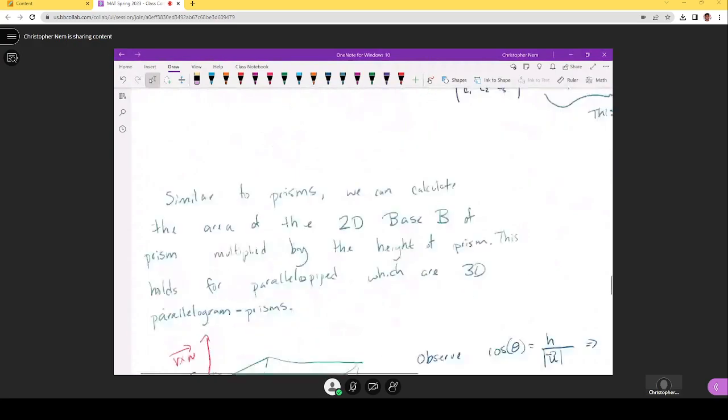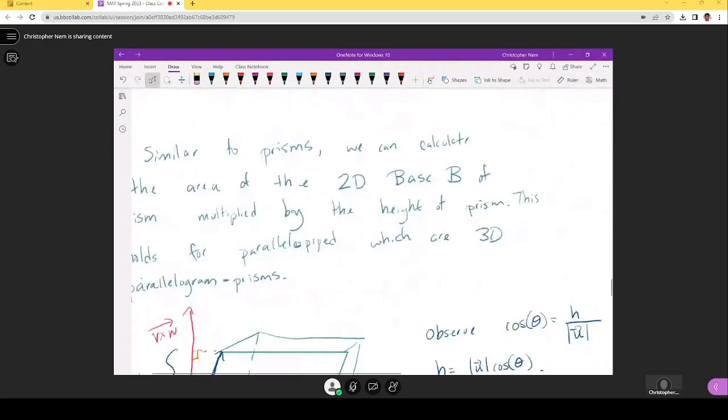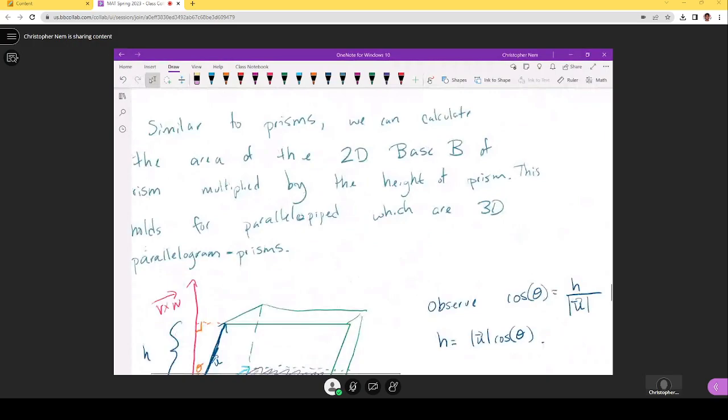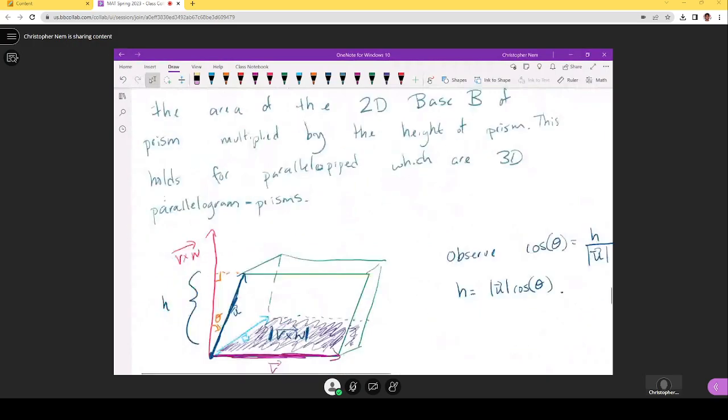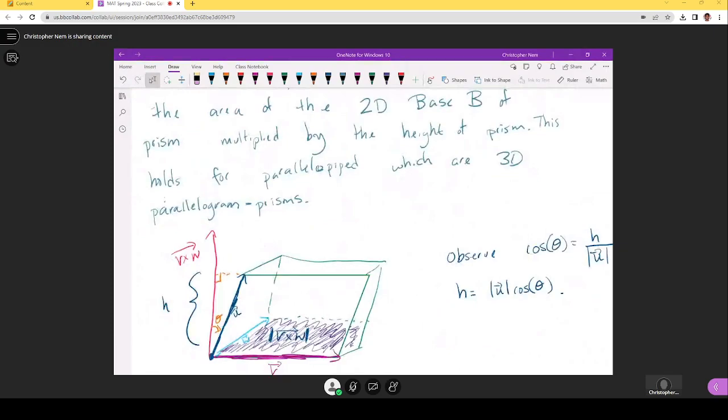So this is me talking about prisms and whatnot. I think that's a very helpful thing that you learned in high school. Some of you guys might not have, so it's not that big of a deal, but I will use that information to calculate the volume of a parallelepiped. So the volume of the parallelepiped can be denoted as U dot the cross product of V and W.